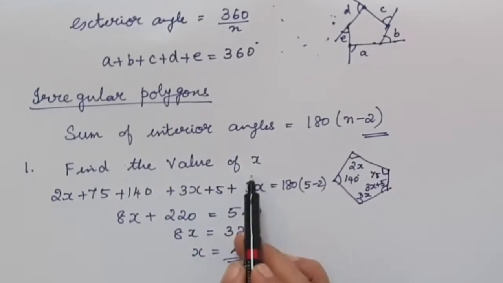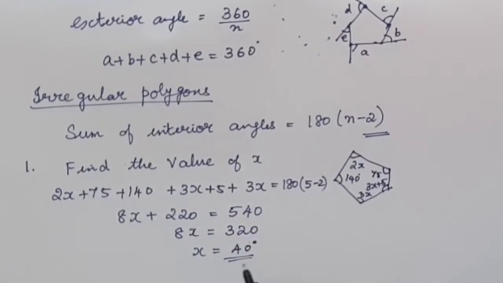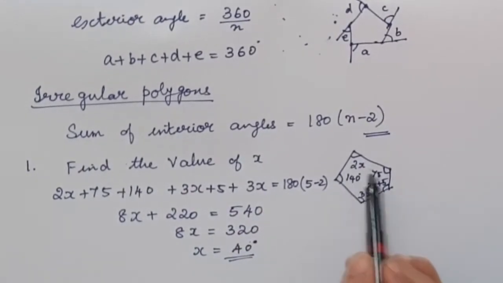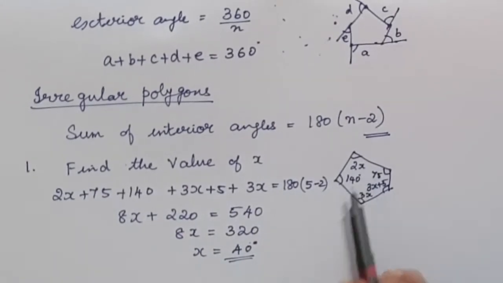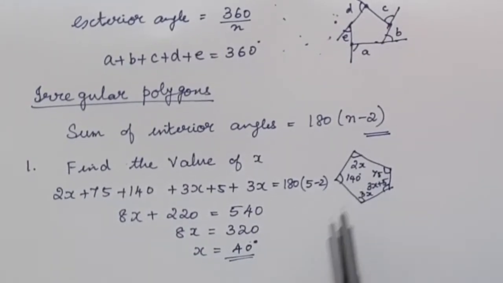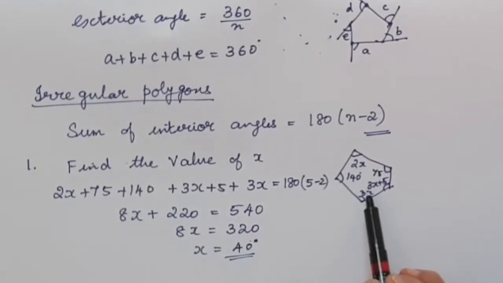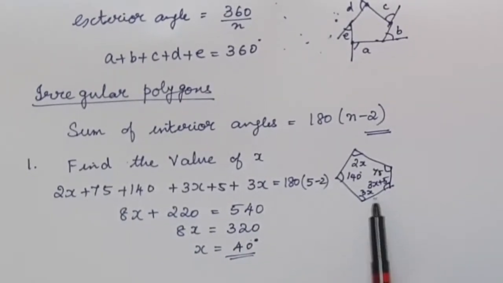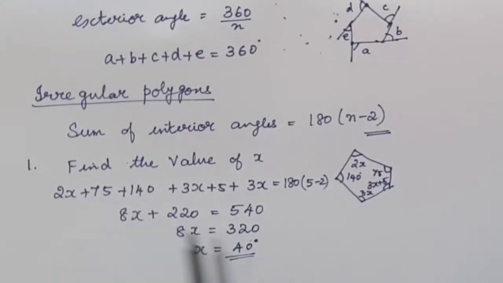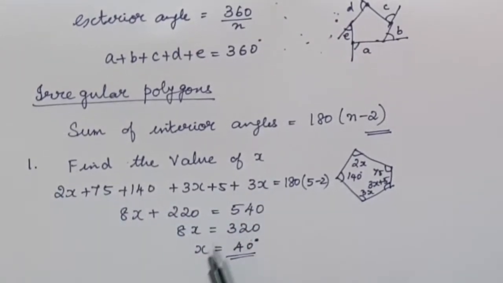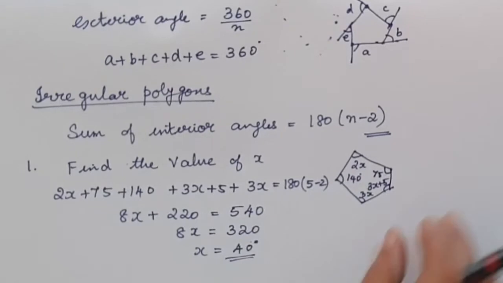They've asked us to find the value for x. So x is 40. Suppose if they tell us to find the value of all the angles, then the next one is 2x. That is 2 into 40, which is 80. Then here it is a 3x. 3 into 40 I have to find. Then 3x plus 5. So like that, you have to find each interior angle. Here we are asked to find the value for x, so we are stopping here.